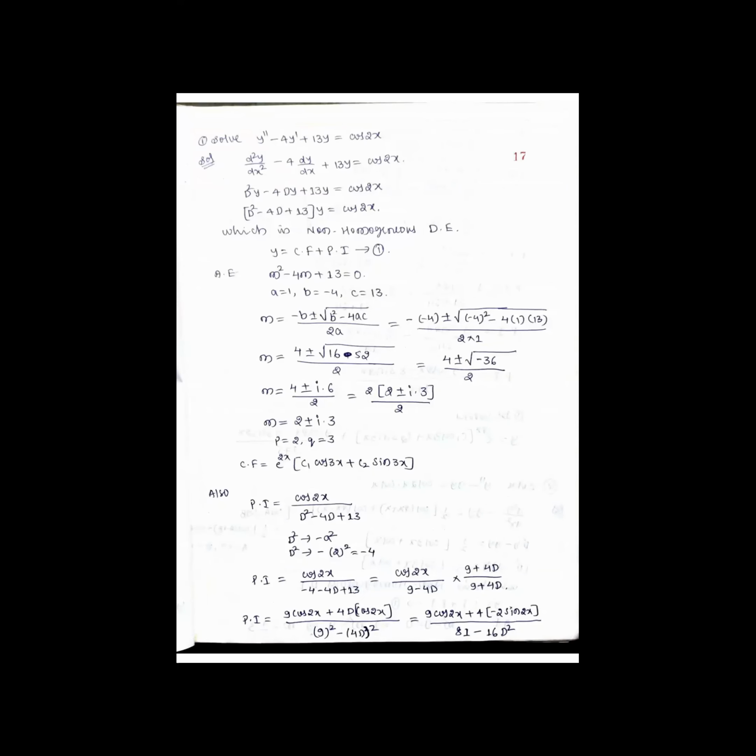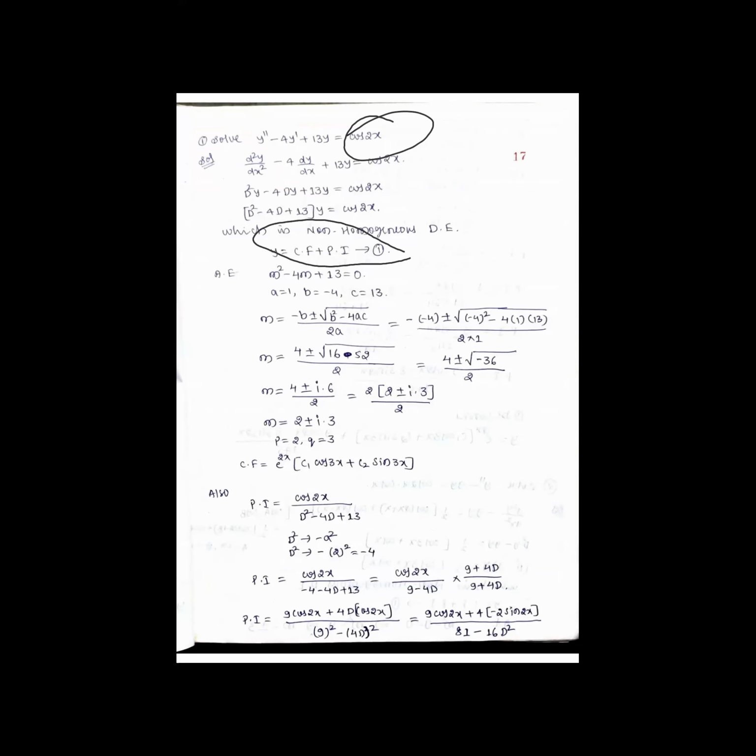So yesterday we were solving this example. That is the type 2 example: y double dash minus 4y dash plus 13y is equal to cos of 2x. Here, as the RHS is not equal to 0, we have to go for a non-homogeneous equation. In a non-homogeneous equation, both the complementary function and the particular integral come.